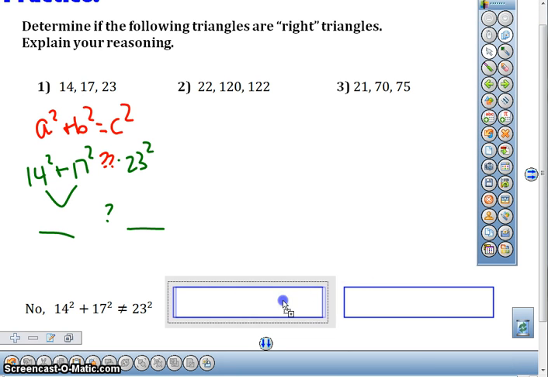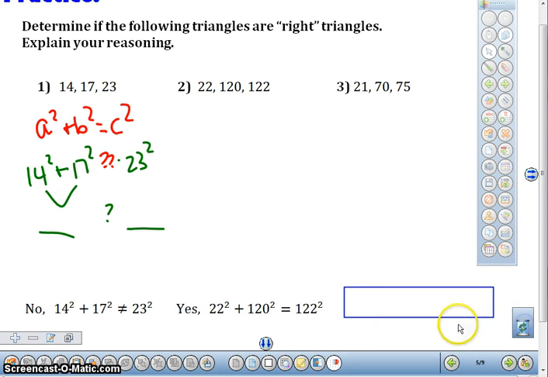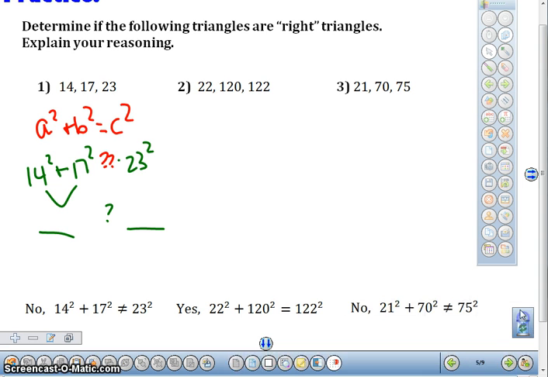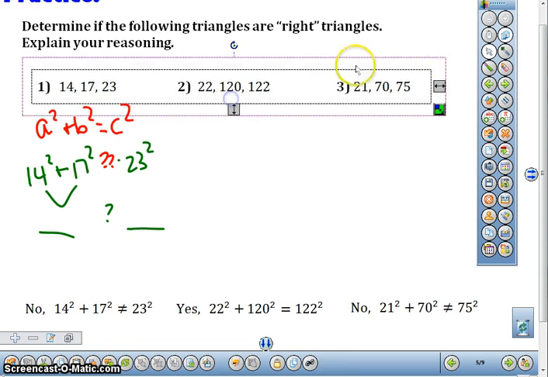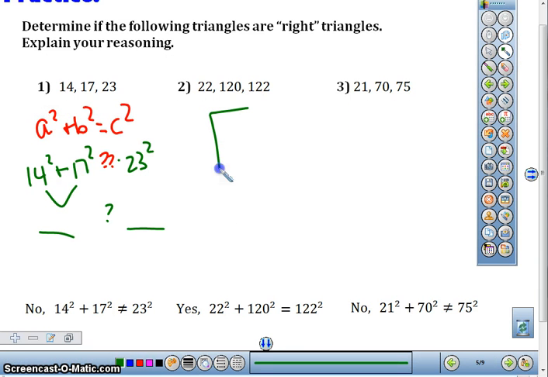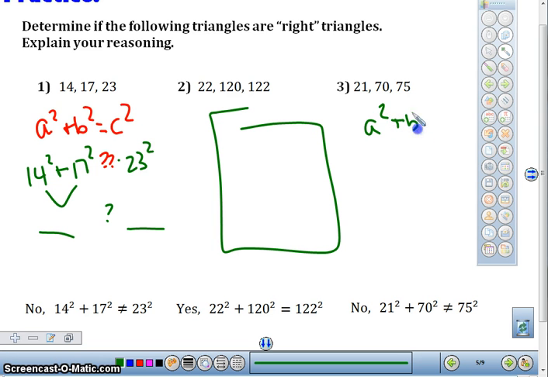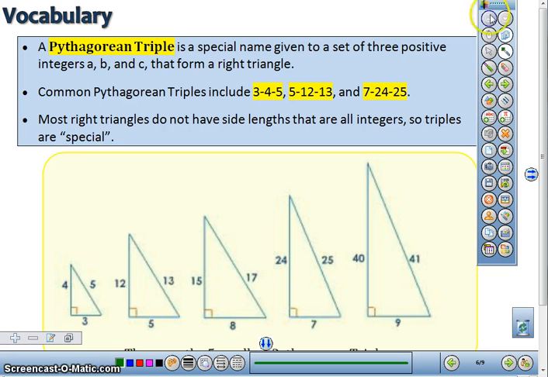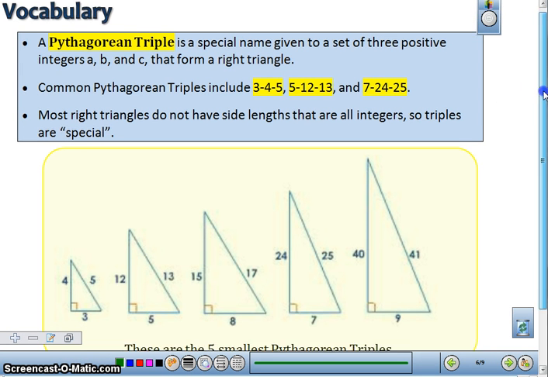In the second one, again, I'm going to see all your work written down, and I'm going to see yes it is, that 22 squared plus 100 is 122 squared. And in the last one, you should again have no, that when you put these in your calculator, they do not work out. And again, you should have all the work written down here as you are looking at this. Put it in your calculator by all means, but you should have this work as you are looking at yours, okay? As we take a look at the Pythagorean triples.